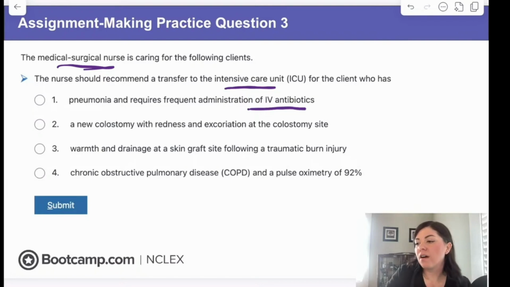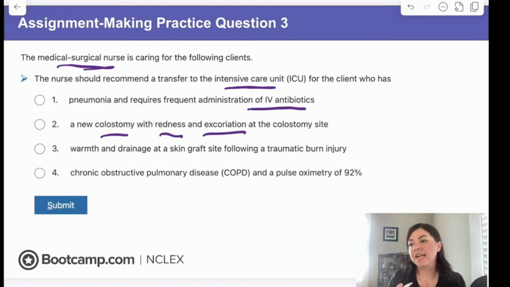Option 2, a new colostomy with redness and excoriation at the colostomy site. So this client has a brand new colostomy, so we know that comes with a lot of issues related to comfort and potential for infection, and this client is experiencing redness and excoriation. It could be just normal irritation, but it could also be a sign of an infection. Now, at this time, there's nothing to indicate they're hemodynamically unstable. There's nothing that says they're experiencing tachycardia, fever, anything like that. So I believe they are also safe to remain on the med-surg unit.